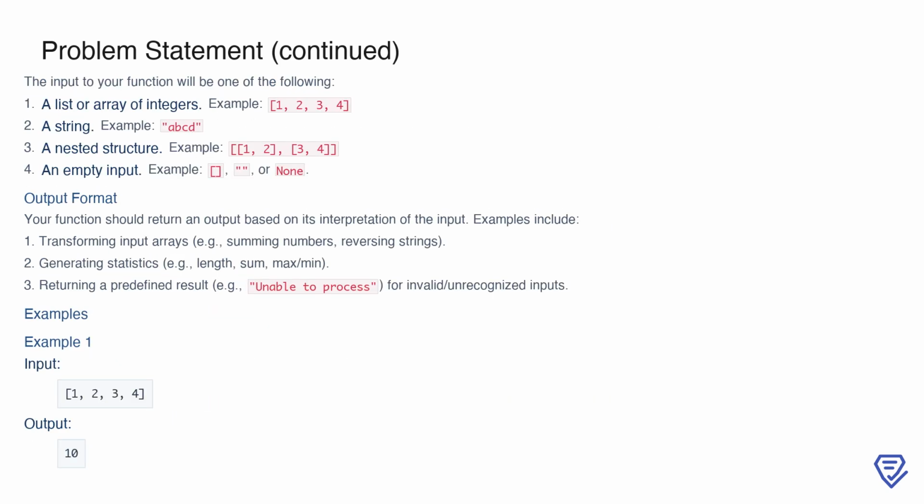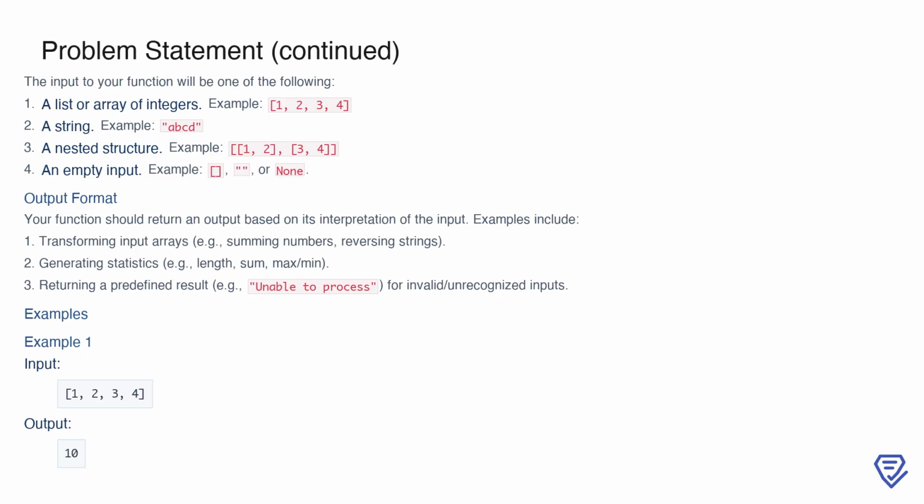Now, let's look at the specifics of the input and output formats. The input to your function can take several forms. It might be a list or array of integers, such as 1, 2, 3, 4. It could also be a string like ABCD, or a more complex nested structure, such as [1, [2, 3], 4]. In some cases, the input might even be empty, represented as an empty string, or none.